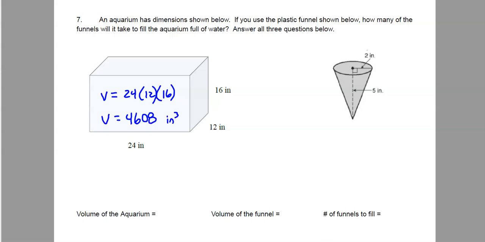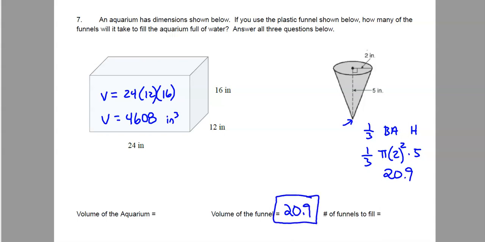The volume of the cone, since it's a pointy thing, it's 1/3 base area times height, which is 1/3 pi r squared times the height. And punching all this stuff in, this came out to be roughly 20.9. So this was 20.9. This was 4608. And now we want to figure out how many of these does it take to go into there.